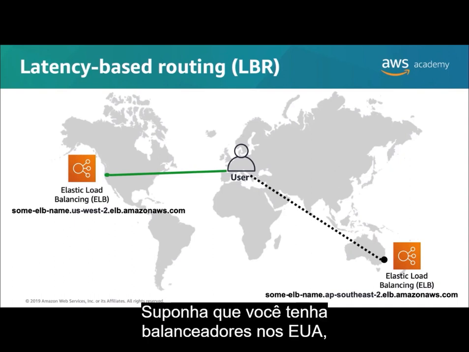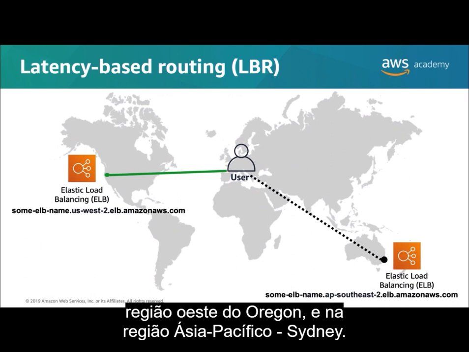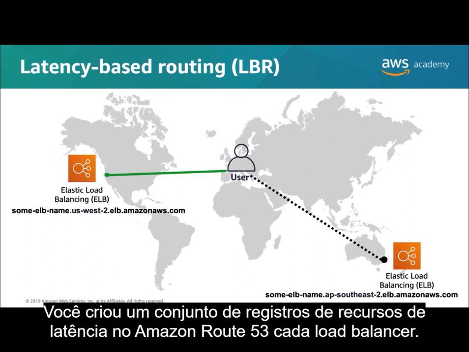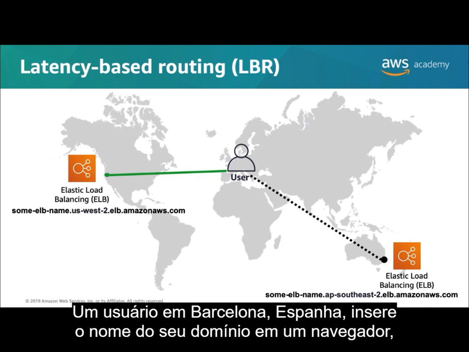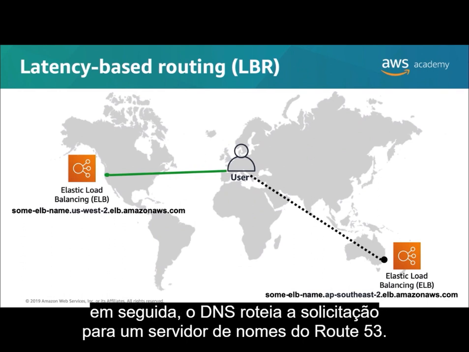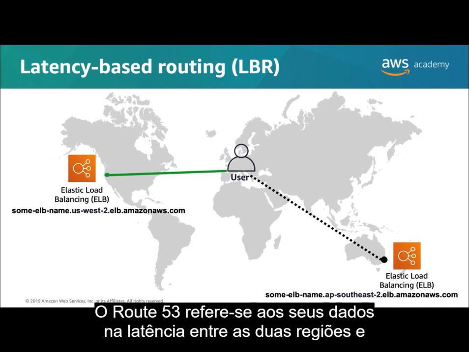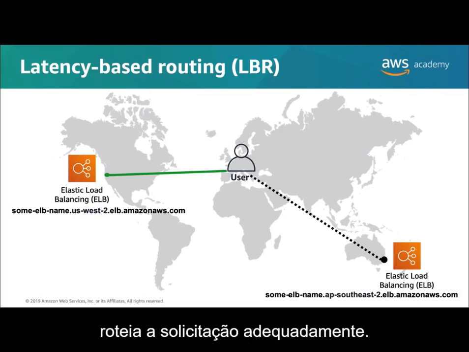Take this example. Assume that you have load balancers in the US West Oregon region and in the Asia Pacific Sydney region. You created a latency resource record set in Route 53 for each load balancer. A user in Barcelona, Spain enters the name of your domain in a browser. DNS then routes the request to a Route 53 name server. Route 53 refers to its data on latency between the two regions and routes the request appropriately.